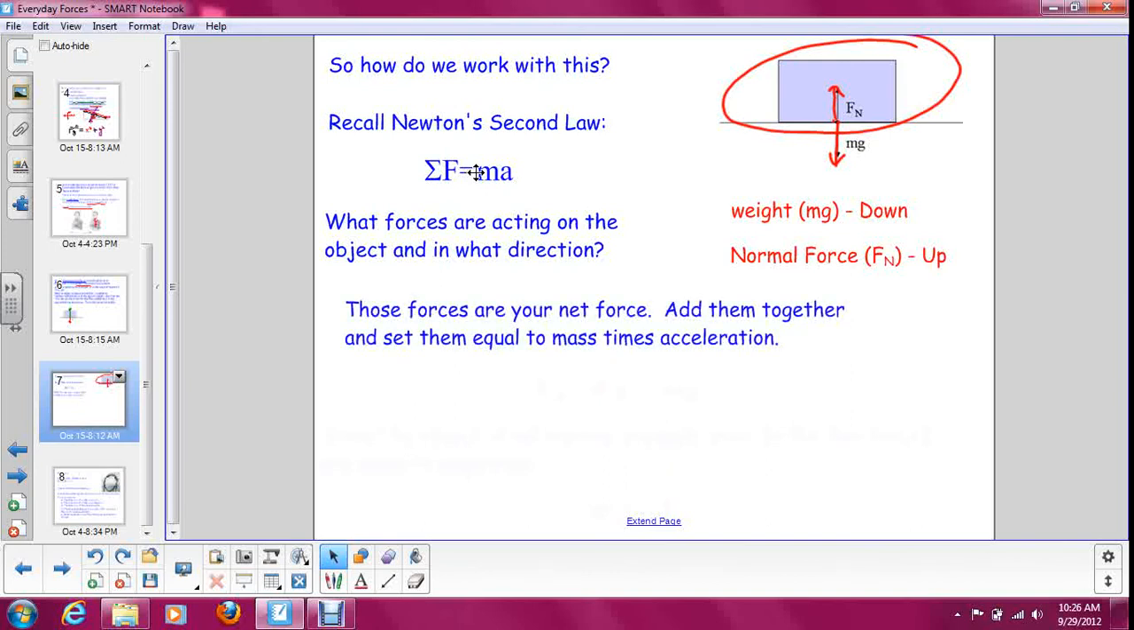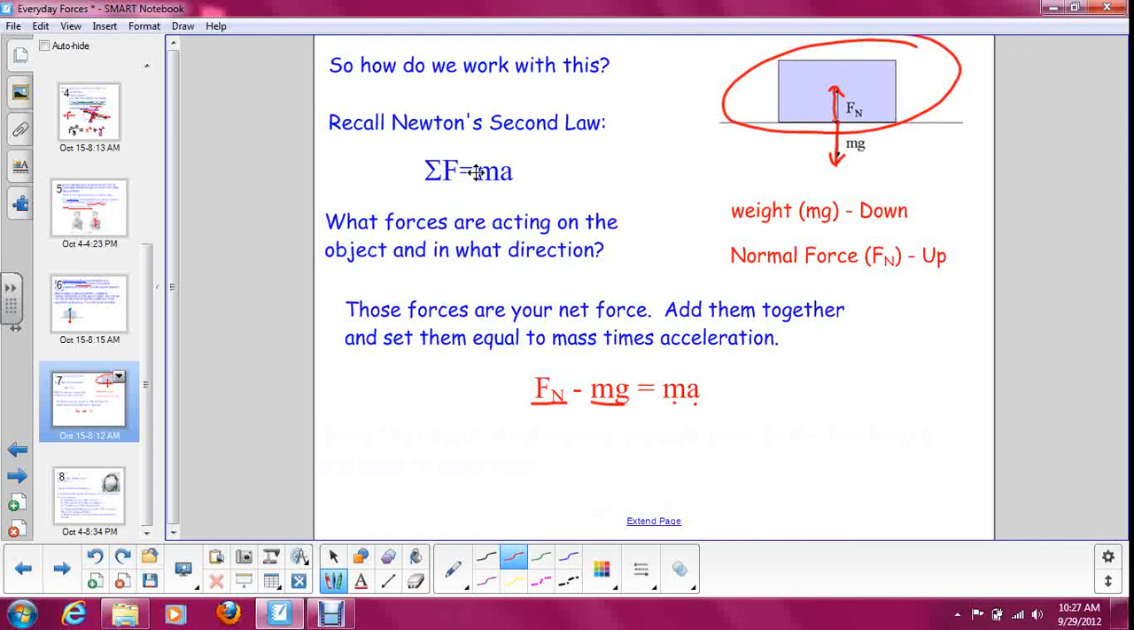And those forces are the net force. Remember, we can only add forces together if they're in the same axis. So both of these forces are up and down. They're not side to side at all, so we can go ahead and add them together. And we can set them equal to mass times acceleration. This is just using Newton's second law. We have our normal force, which is pointing up, so it's positive. And we have our force of gravity, which is acting down, so it's negative. So we subtract those two and set it equal to the mass of the box times its acceleration.